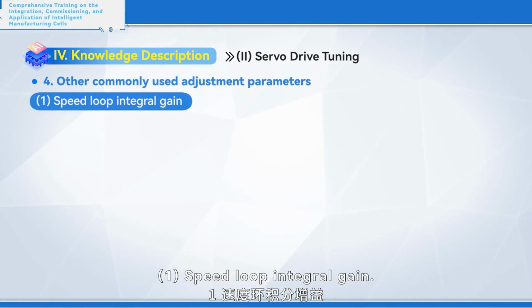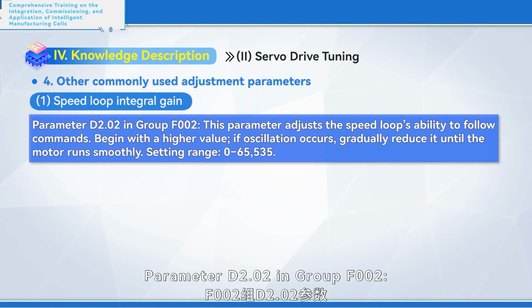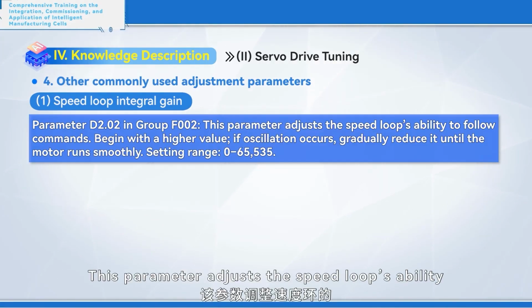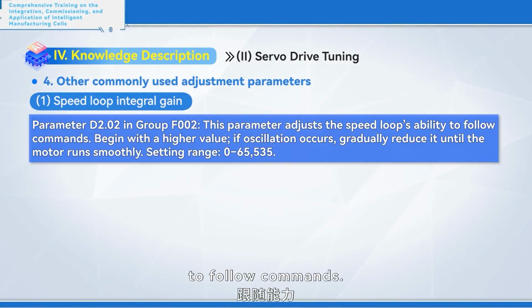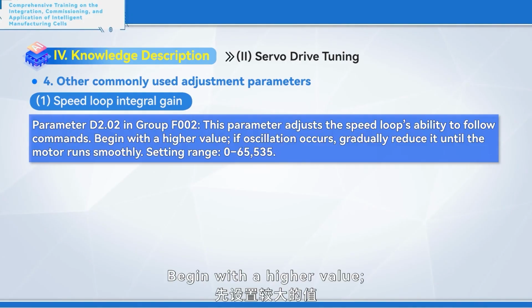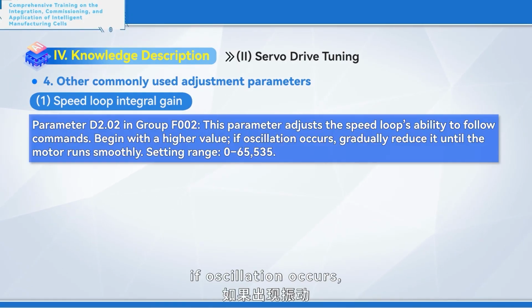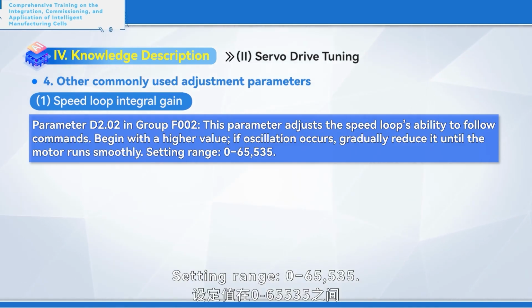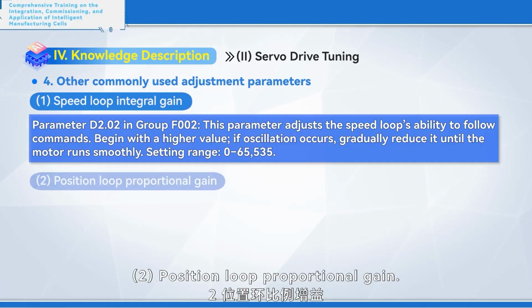1. Speed loop integral gain. Parameter D2.02 in group F002. This parameter adjusts the speed loop's ability to follow commands. Begin with a higher value. If oscillation occurs, gradually reduce it until the motor runs smoothly. Setting range 0 to 65,535.